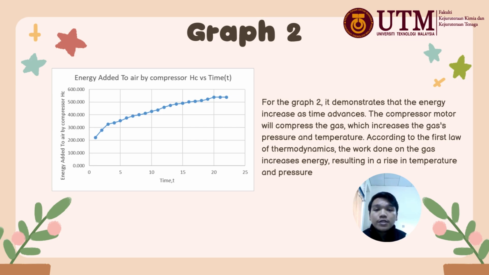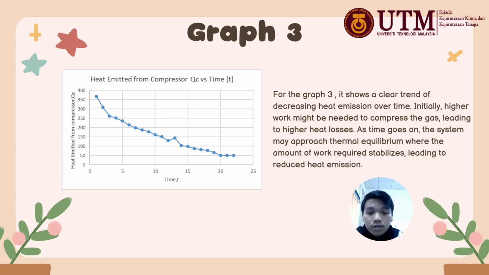According to the first law of thermodynamics, the work done on the gas increases energy, resulting in a rise in temperature and pressure. Now, for the last graph, which is graph 3, it shows a clear trend of decreasing heat emission over time. Initially, higher work might be needed to compress the gas, leading to higher heat losses. As time goes on, the system may approach thermal equilibrium where the amount of work required stabilizes, leading to reduced heat emission.